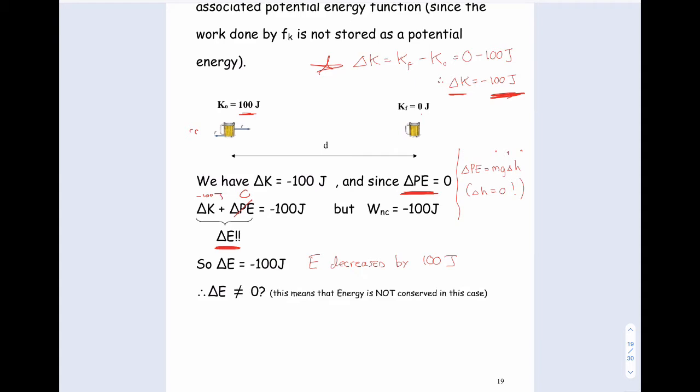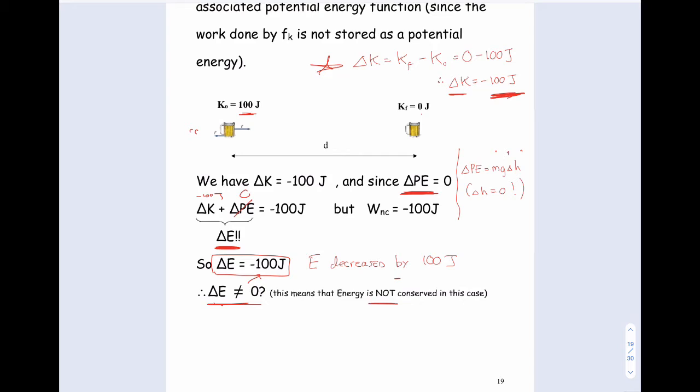So the change in energy, mechanical energy, is minus 100 joules. The energy decreased by 100 joules. It started at 100 joules of kinetic, and now it's all gone. So we can ask, is energy conserved? Is the change in energy zero? No, the change in energy is minus 100 joules. So that means energy is not conserved.